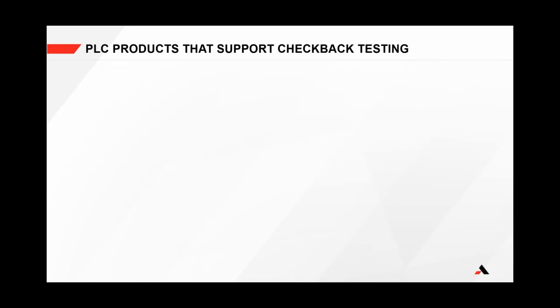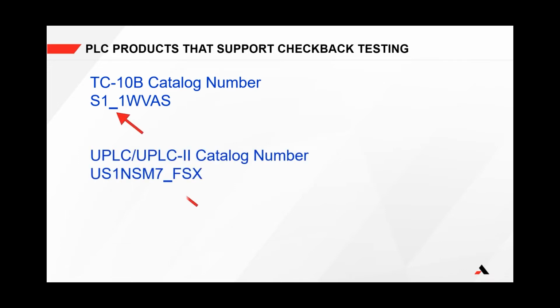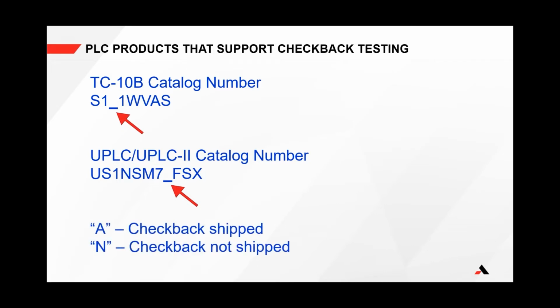For the TC10B, it is the 3rd position, and for the UPLC, it is the 8th position. An A indicates that this unit was shipped with checkback testing, and an N indicates it did not. There could be a chance that checkback was added after shipping, so you should physically verify that the checkback module is installed for the TC10B and that the electronic catalog number of the UPLC shows an A. As a reminder, for the rest of this training I will say UPLC, but this applies to any of these products unless noted.